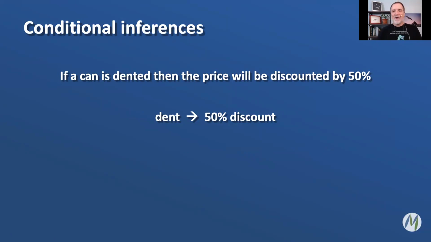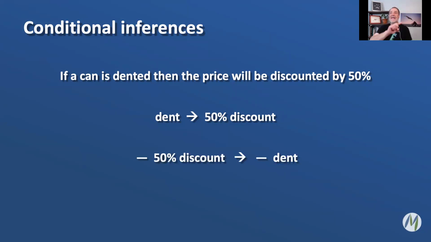So again, going along with what you wrote in the chat window earlier, I said you're on the right track. If a can is dented, the price will be discounted by 50%. If we reverse and negate that, we get, if it's not discounted by 50%, then it is not dented.